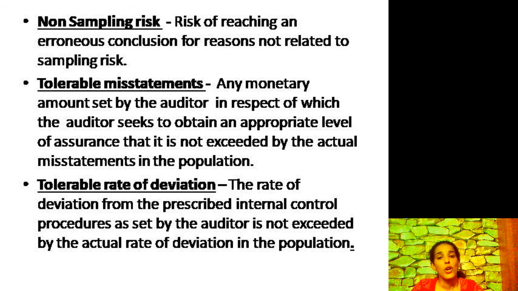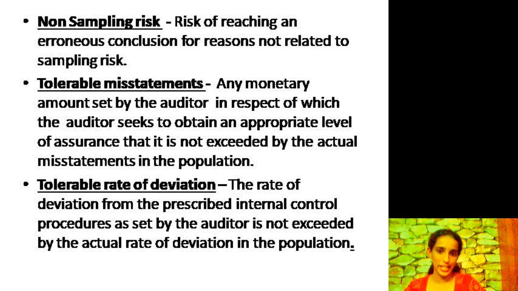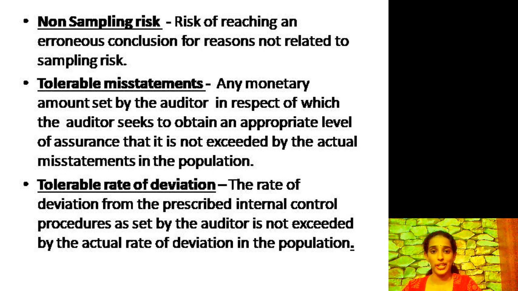Now, what is tolerable misstatement? Say for example, some monetary value is set by the auditor, and he wishes to obtain some kind of assurance with respect to that amount. But when the procedures are applied to the entire population, the actual misstatements are more than what was actually expected.